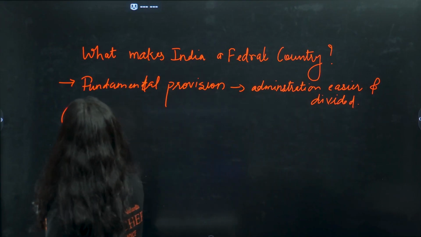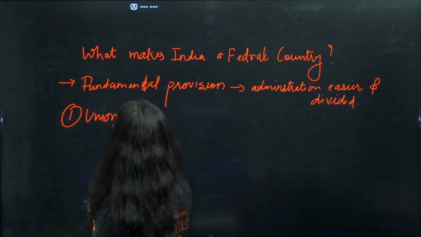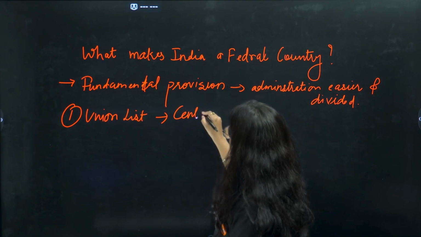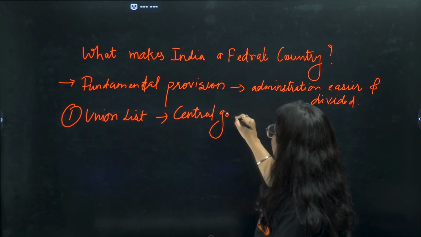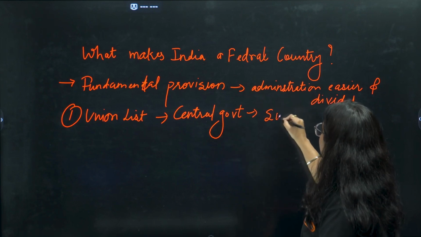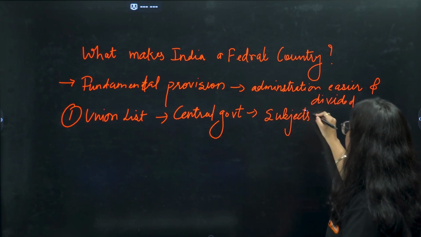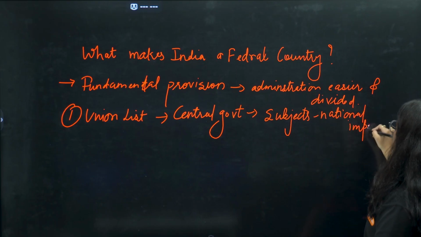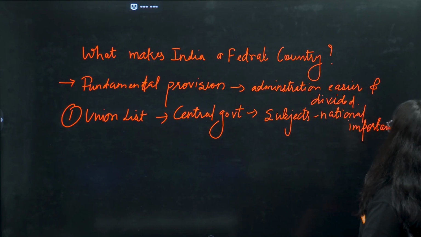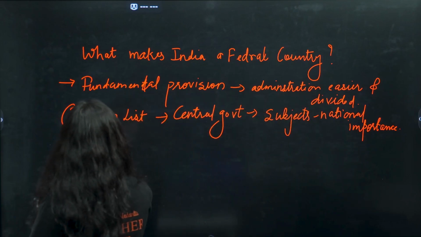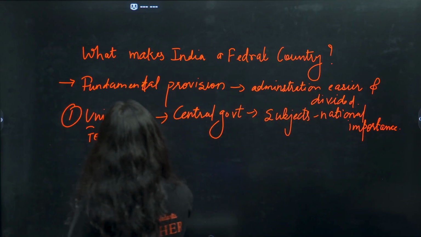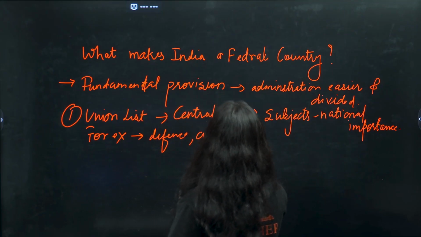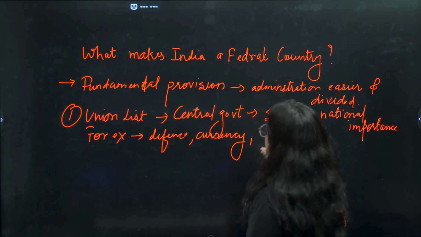For example, we have the union list. Who makes the law in this union list? It is the central government which makes the law. What are the subjects in this list? All the subjects that are of national importance. For example, now see how we have to write, defense of India, currency of India, etc.